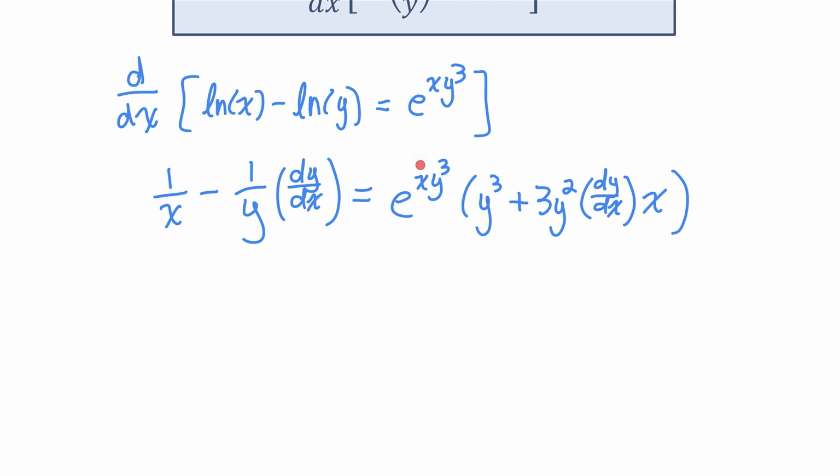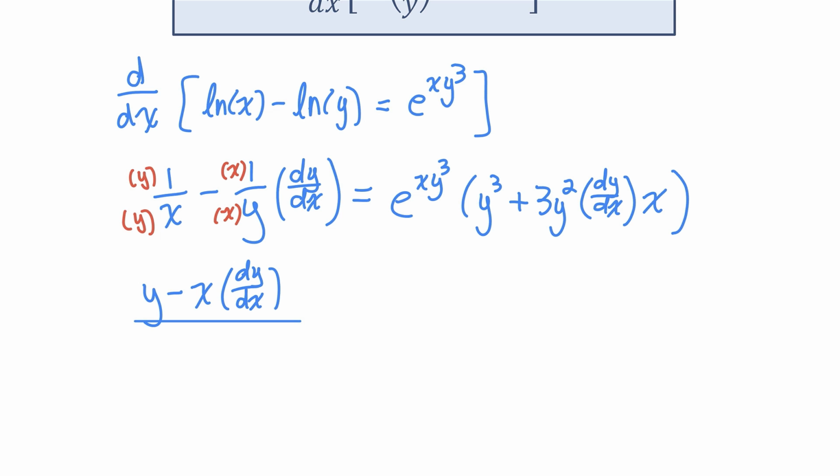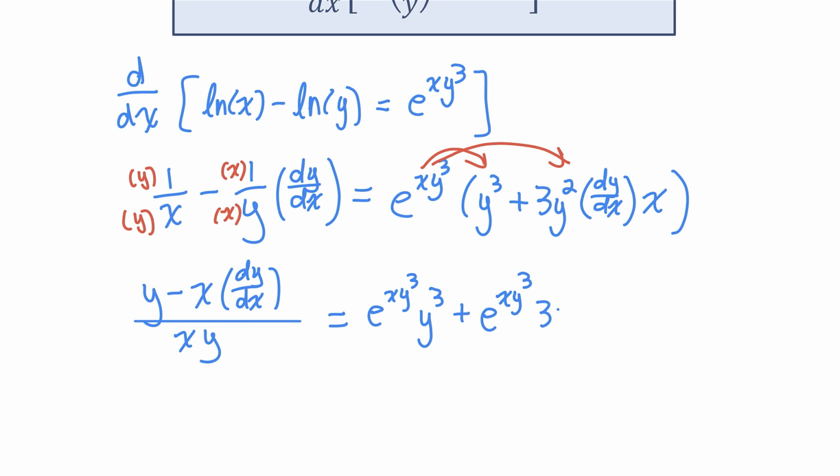On the right side, let me distribute this power of e to both terms. And I'll get a common denominator on the left, so I can write that as a single fraction. So I'll multiply this term top and bottom by y, this term top and bottom by x. So that gives me y minus x times dy over dx over that common denominator of xy. And that's equal to, when I distribute to both of these terms, e to the xy cubed y cubed plus e to the xy cubed 3y squared x dy over dx.